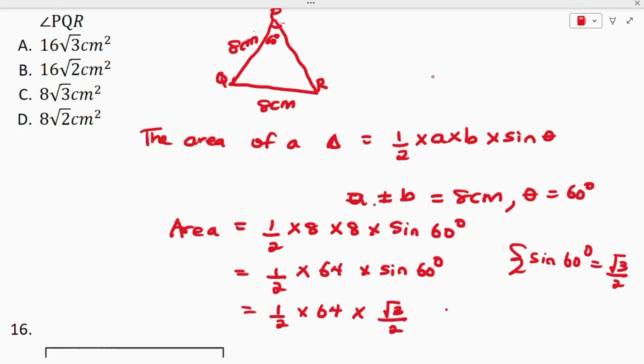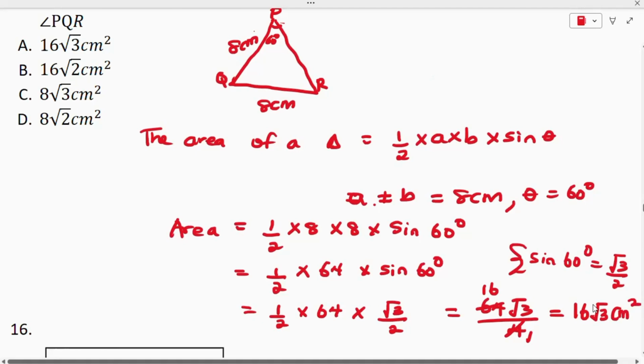So we have this to be root 3 over 2. Okay, so this is equal to 1 times 64 times root 3, which is going to give us 64 root 3, divided by 2 times 2, which is going to give us 4. Okay, and 4 into 64 is 16, so we have this to be 16 root 3 centimeters squared. So from the options we have that A is the correct answer. So this is how you can solve this question right here.